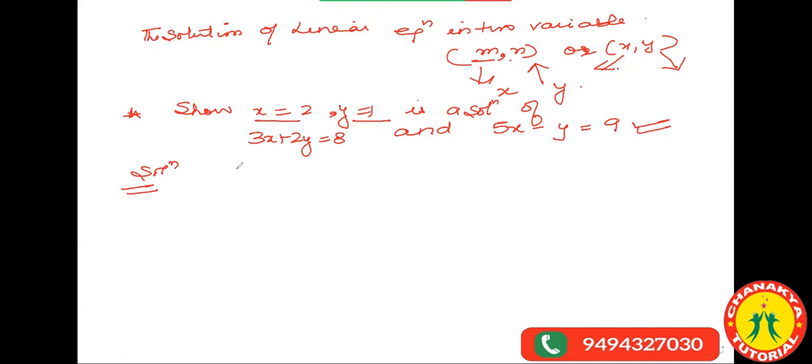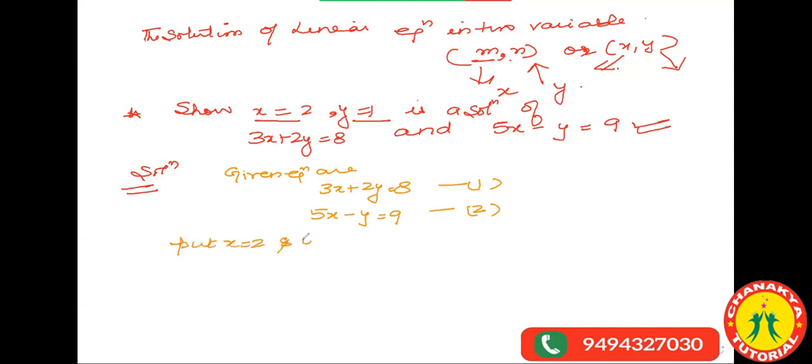First of all, you will write the given equations are 3x plus 2y is equal to 8. Second is 5x minus y is equal to 9. This is your first equation. This is your second equation. Now put x is equal to 2 and y is equal to 1 in equation 1. We get, just put the values.